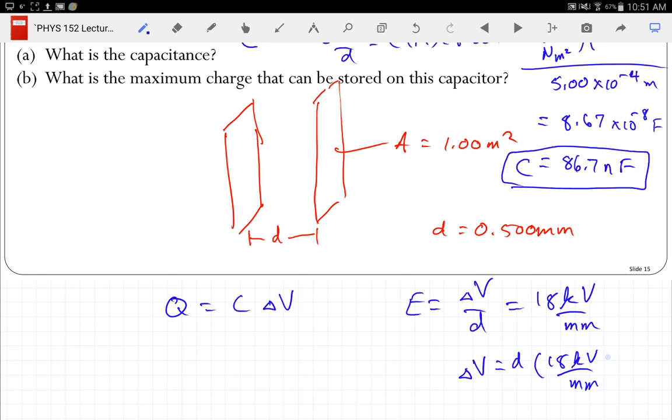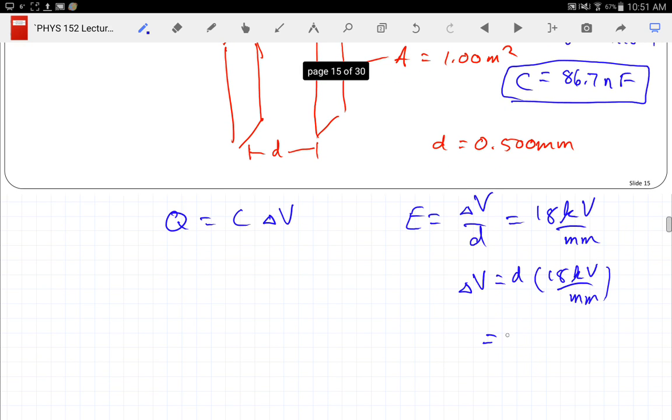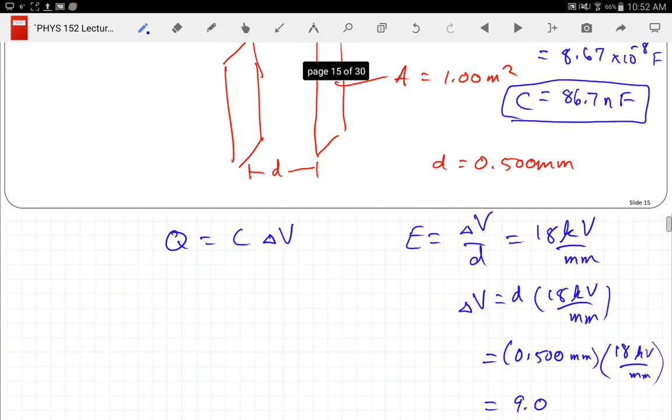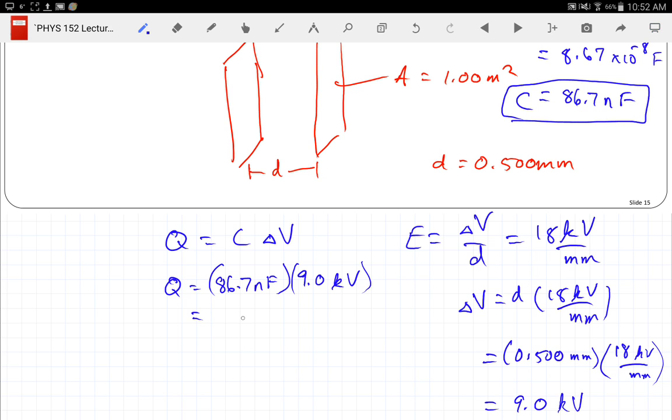Okay, she is correct. Since D is 0.500 millimeters times 18 kilovolts per millimeter, that's going to be equal to 9.0. Was there another? Nope. Only two digits here. 9.0 kilovolts. So that means Q is equal to 86.7 nanofarads times 9.0 kilovolts, which is what?